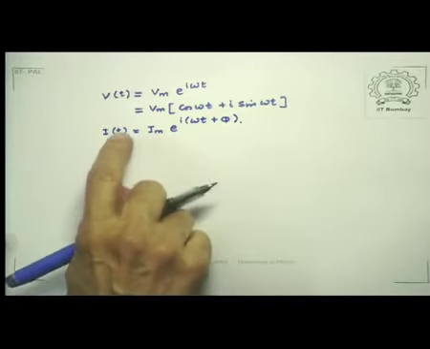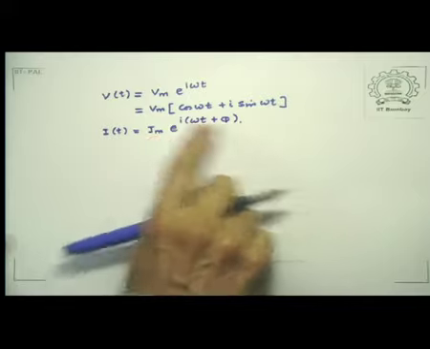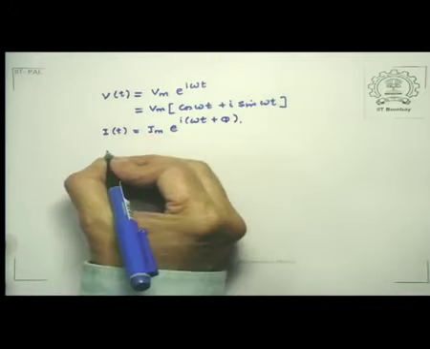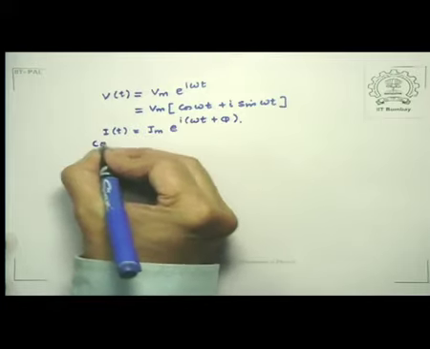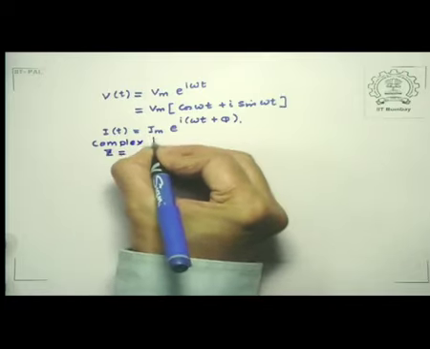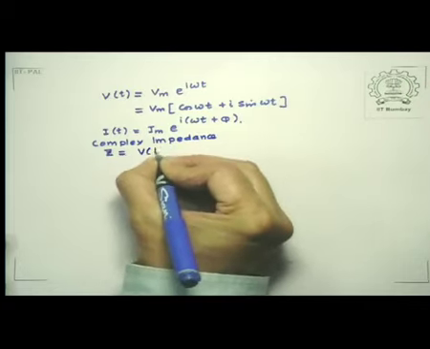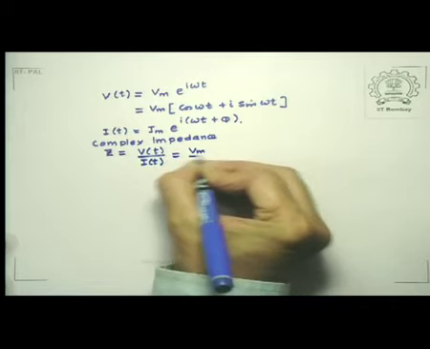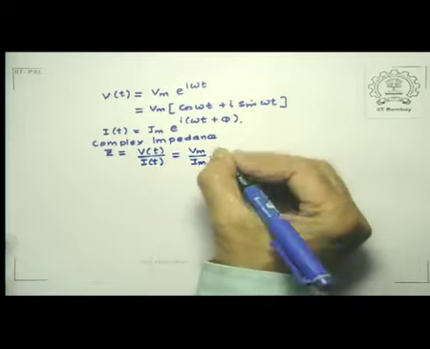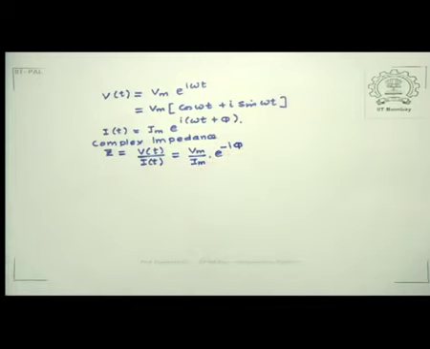So once again, if we had taken V of t equal to Vm sin omega t, the corresponding current would be given by the imaginary part of this. Now notice the simplification in the algebra. The complex impedance, which would now be defined as V of t by I of t, is given by Vm by Im into e to the power minus i phi, because of the way we have taken this.